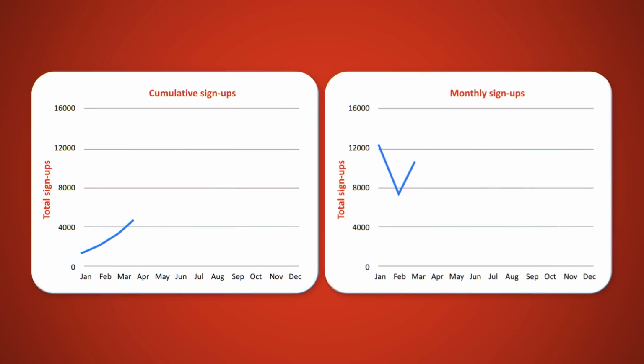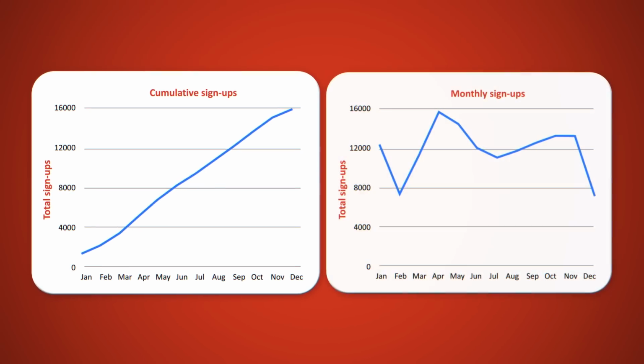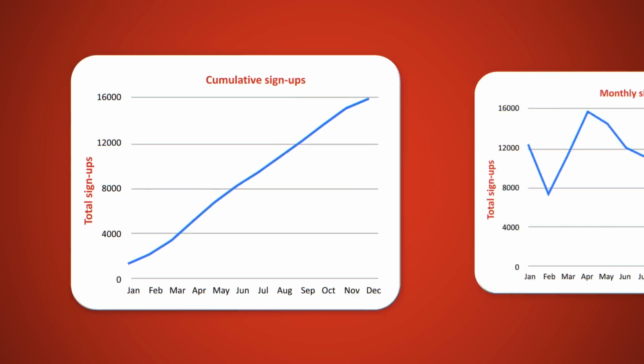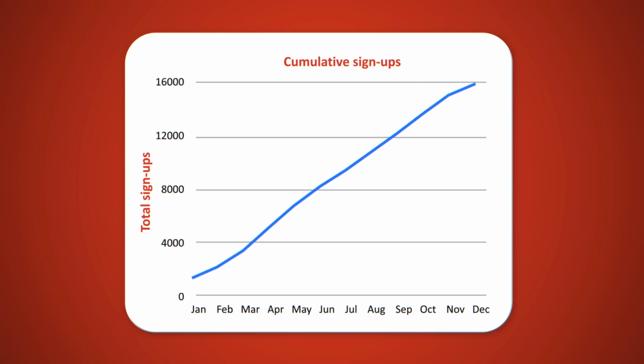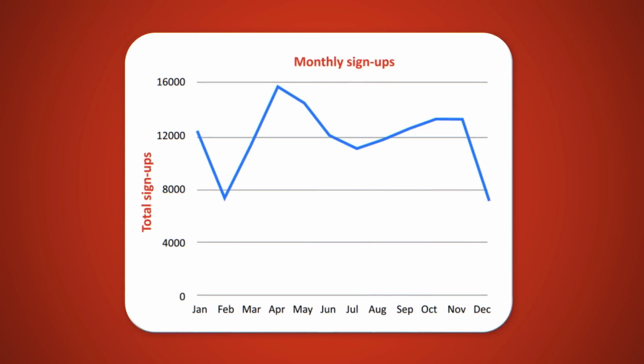So take a look at these two charts. Which one do you think communicates more traction? You probably instinctively pick the chart on the left because it looks like a hockey stick curve, but take a look a little closer. Both charts were plotted using exactly the same data set. The chart on the left plots the cumulative number of signups over time, which can flatline but never go down. This is your classic vanity metric. The chart on the right normalizes the data and plots signups by month, which is a more accurate progress indicator, but maybe not the story you want to tell.